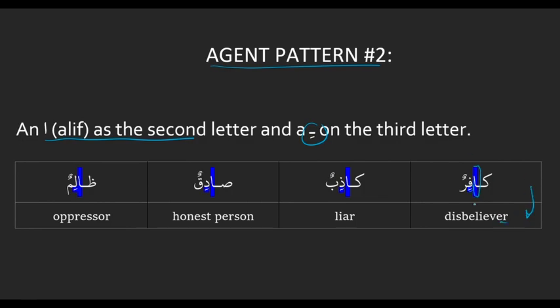We have our ER, translating as an agent, someone who does something, right? Someone who disbelieves. And then where do we get the core meaning of disbeliever or disbelief? We trace it back to the action, which in this case is kafara. That clear? Okay, kadhib, we have our second letter is an alif, third letter has a kasra on it. So that translates as an agent, liar, right?